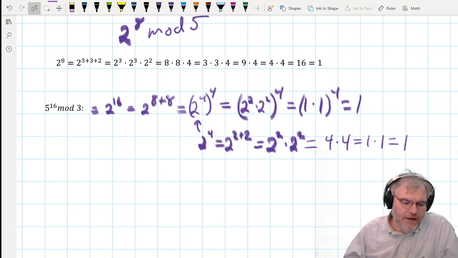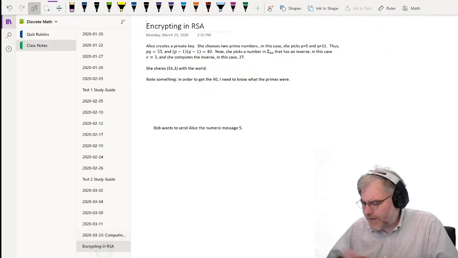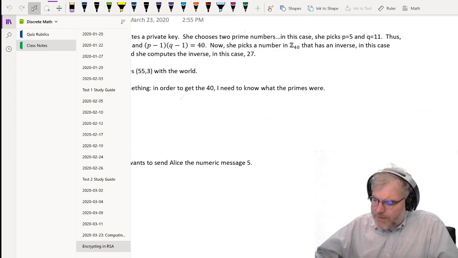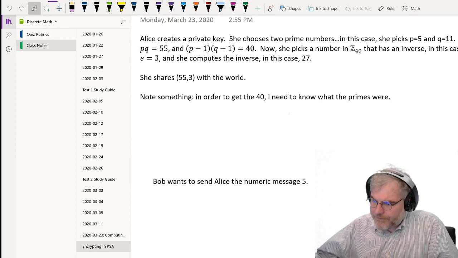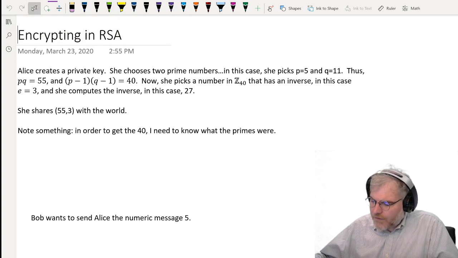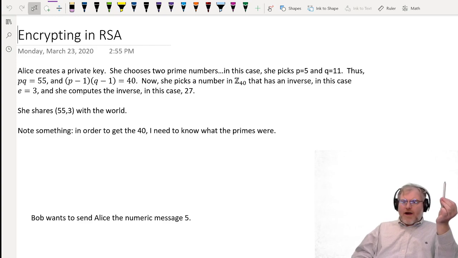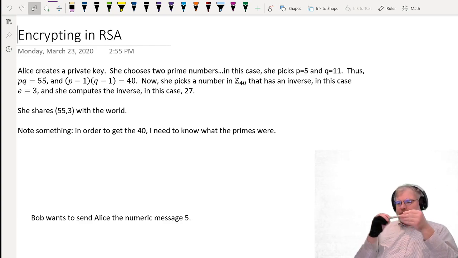So let's talk about RSA. Let's put some of this information together and let's do RSA. So let's say I want to encrypt a message in RSA. So Alice is going to create a private key and she's going to choose two prime numbers. In this case, she's going to pick 5 and 11.